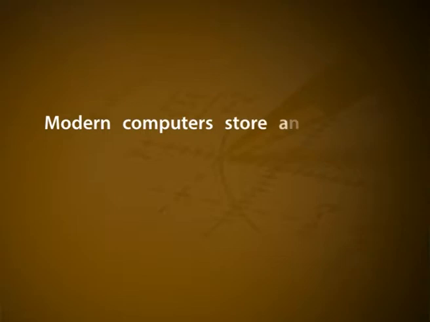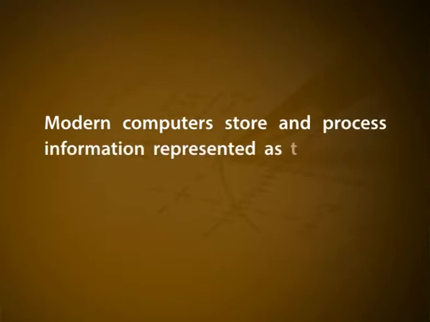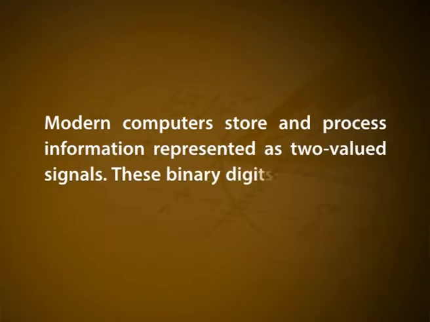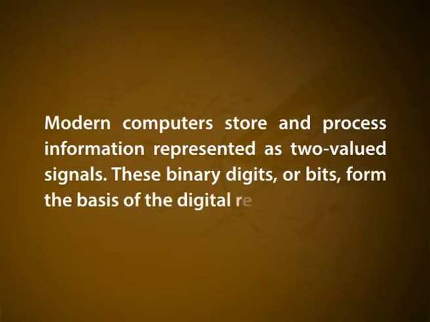Data representation. This module describes the representation of data while storing and processing it in a computer system. Modern computers store and process information represented as two-valued signals. These binary digits, or bits, form the basis of the digital revolution.